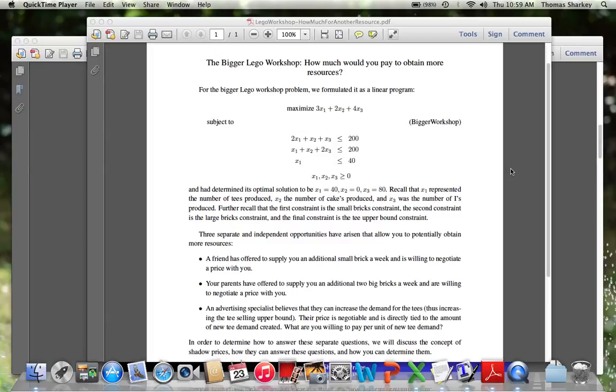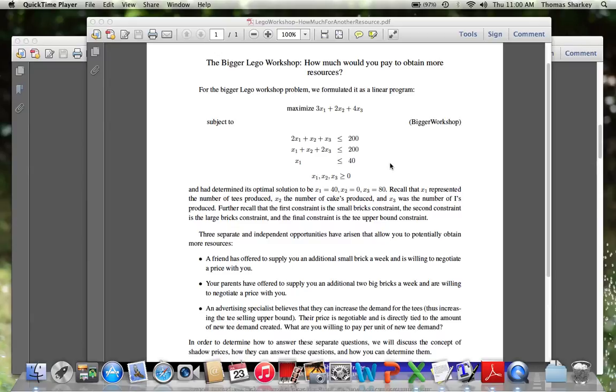So basically, we have a friend willing to give us an extra small brick a week, and we want to figure out how much we should pay that friend for that small brick. Our parents are willing to offer us 2 big bricks, and we want to figure out how much we should pay per big brick. And then we want to figure out how much more we should pay if we're able to increase the number of T's we can sell. So basically increase that T upper bound from 40 and beyond.